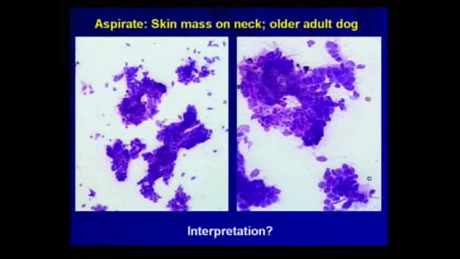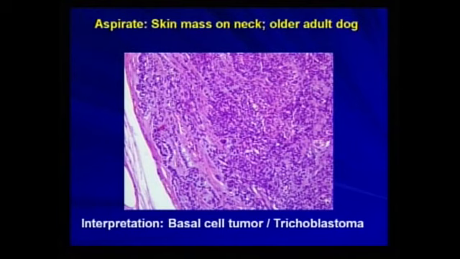We are looking at a skin mass from the neck of a dog. We have clusters of a monomorphic population of cells which occasionally assume a somewhat spindled appearance. Think about adult dogs, what they might get that would look like that. And this is a basal cell tumor.